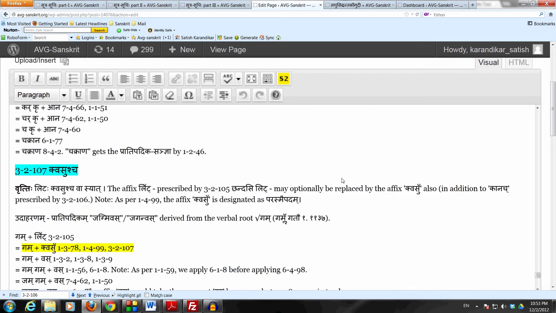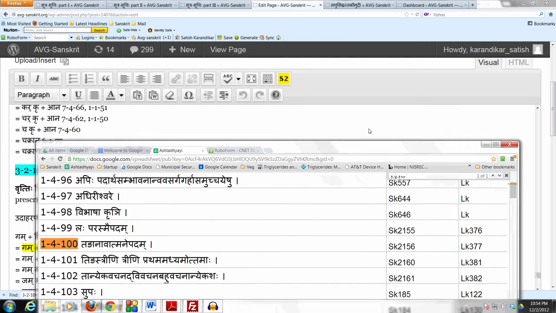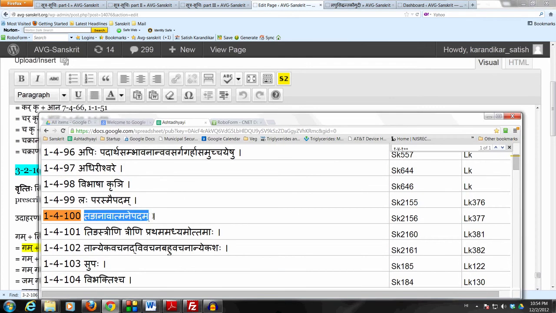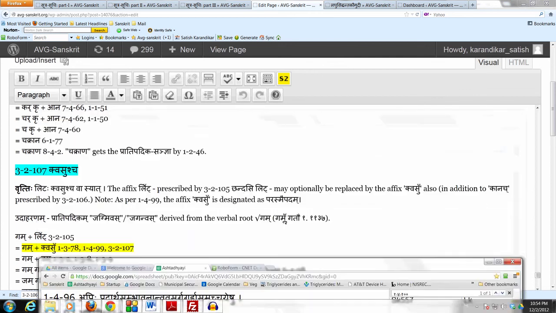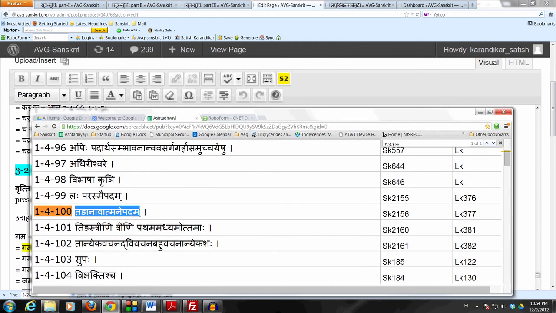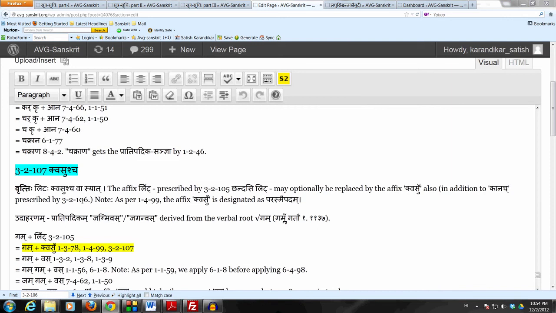Now the big difference between kanach and kwasu, of course, is that the kanach gets the sanya of atmanepadam by 1.4.100, which is Tangana Atmanepadam. But kwasu has a sanya of Parasyapadam by 1.4.99, left Parasyapadam, because kwasu doesn't fall under the list of 1.4.100, because that only says Tangana Atmanepadam. So it's not a tang affix, it's not an. So kwasu retains the Parasyapada sanya by 1.4.99, left Parasyapadam. So that's the big difference between kanach and kwasu. So when you have to bring in a Parasyapadam as an adesha for lit, the lit prescribed by 3.2.105, then kwasu comes in. Let's look at the meaning of this sutram.